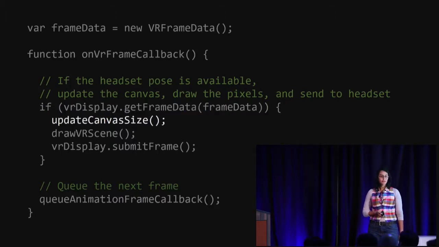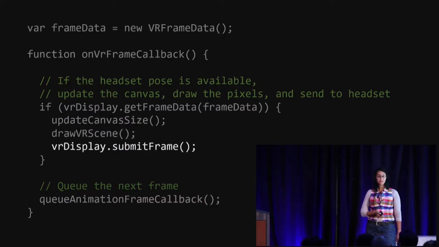All right, so we have a good frame data. We're going to update the canvas size so that it's big enough to fit all of the pixels we need to draw. We're going to update the state of our scene and actually do the drawing. And then we'll submit the frame so that it actually presents to the headset. And then when we're done, we'll go ahead and queue that callback so we get called back again the next time we need to draw to the headset.